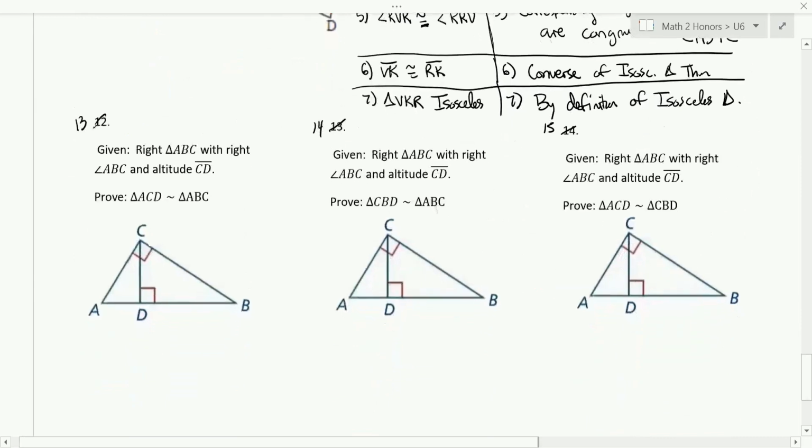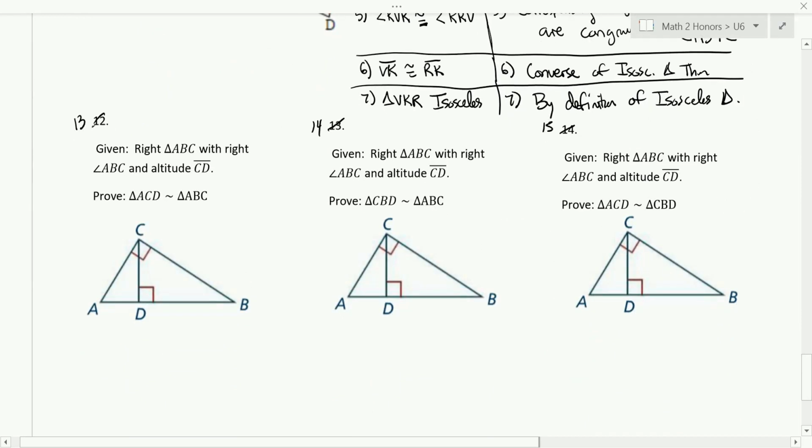But I want to look at 13, 14, 15. 13, 14, 15 have the same diagram, and it turns out this diagram is really important to know and understand. What we're going to learn on Friday relates to this diagram. And what we have here is a right triangle with an altitude. Okay, and that altitude forms 2 other right triangles.